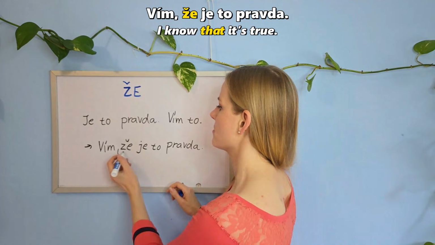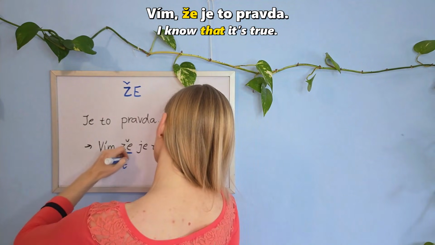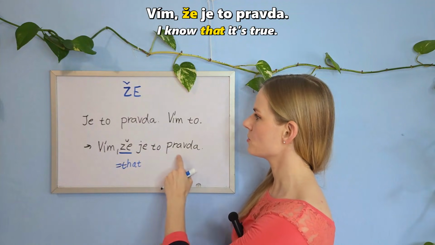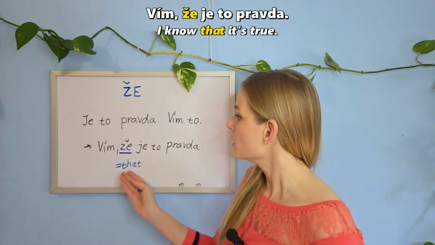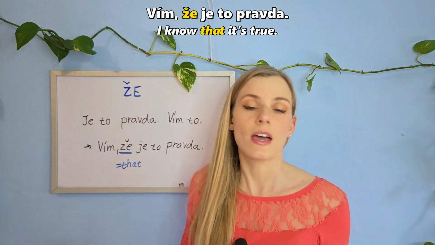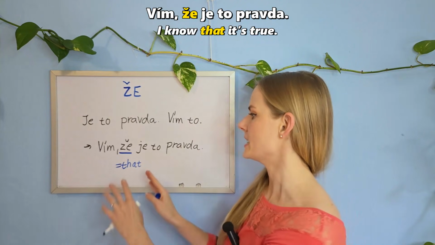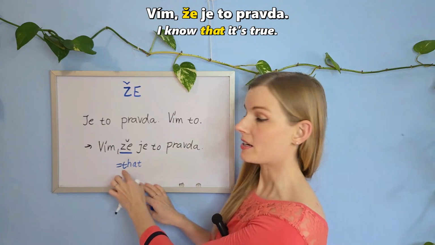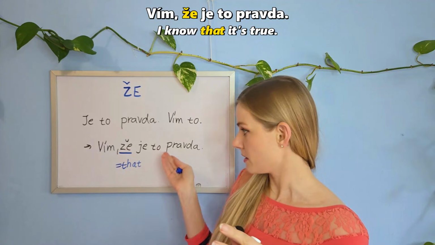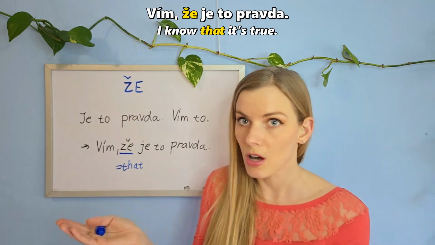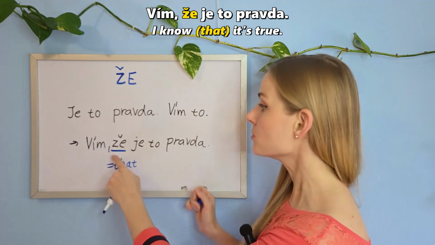What happened here? We have the connector že, which in this case translates to that in English. I know that it is true, which sounds more eloquent. It's natural to use a connector like this in any language. The important thing that we have to keep in mind is that in English we can leave this connector out when we connect two clauses and one of them is, by the way, called an object clause. However, in Czech we cannot. We have to keep že.